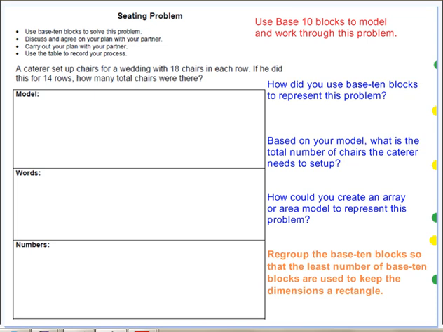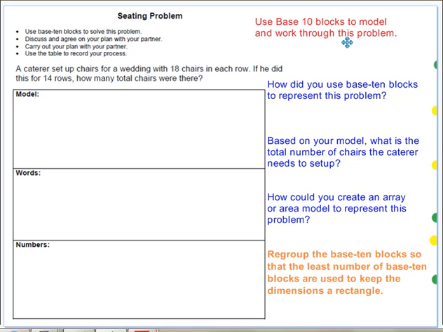So we're going to start that off with the seating problem. You should have downloaded and printed this, and you should have it ready to work on. What we need to do is use some base 10 blocks to solve this problem. So you should have downloaded the base 10 blocks manipulative, printed them out, and cut them out so that we can use them. You should have probably a 1,000th grid, maybe a 100th grid, your 10 longs, and your units to use.